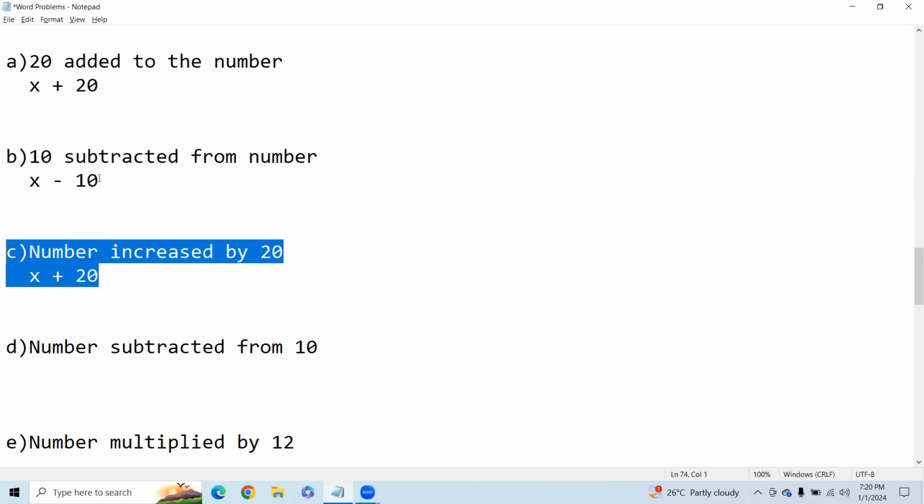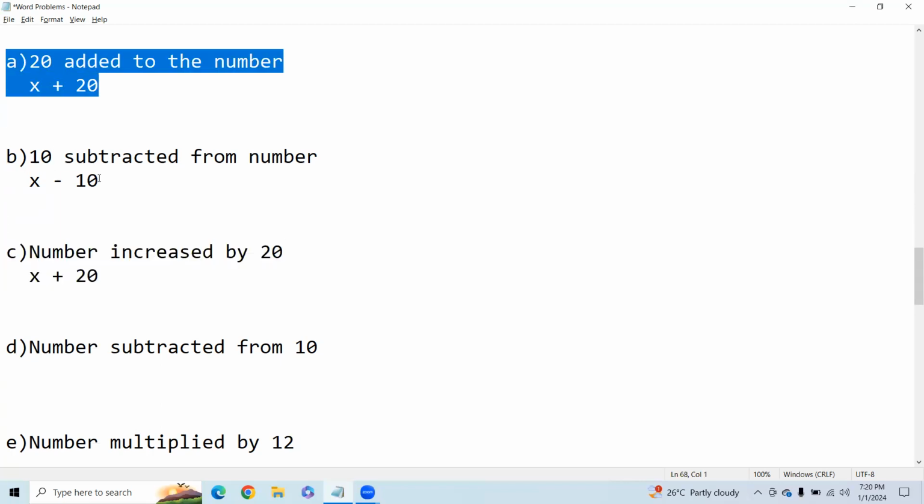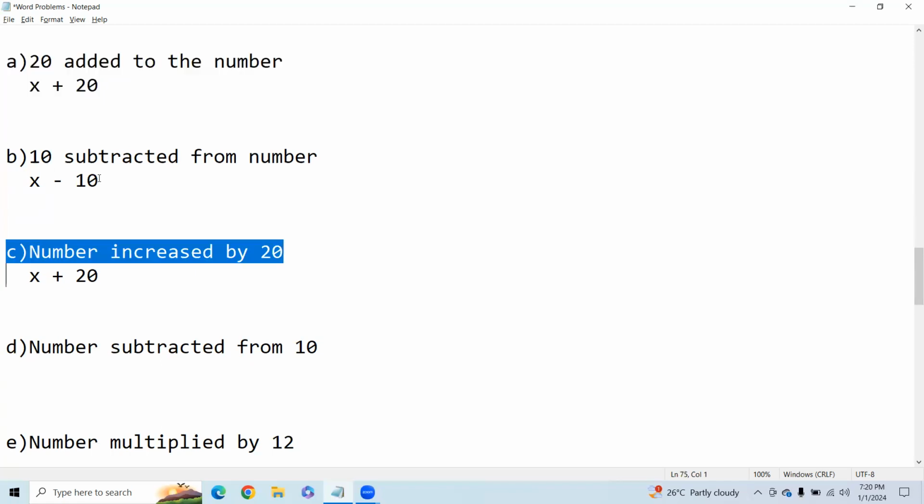So if you look at the C and A, both are doing the same thing, like 20 added to the number and number increased by 20. Both the things we get the same equation, X plus 20, X plus 20.